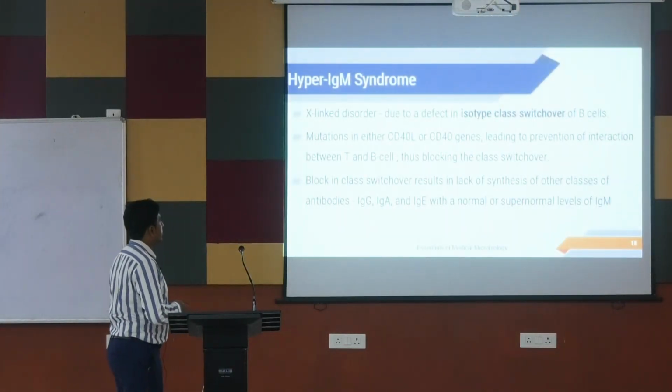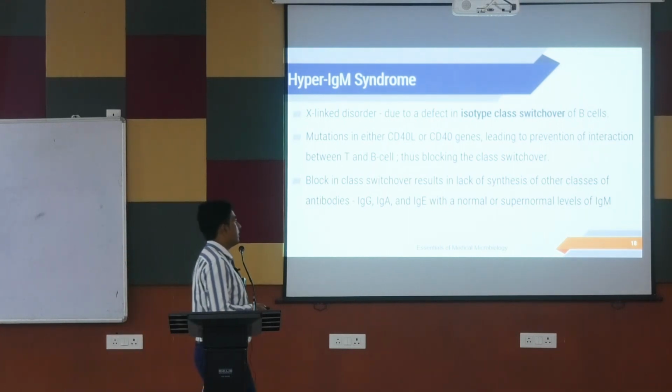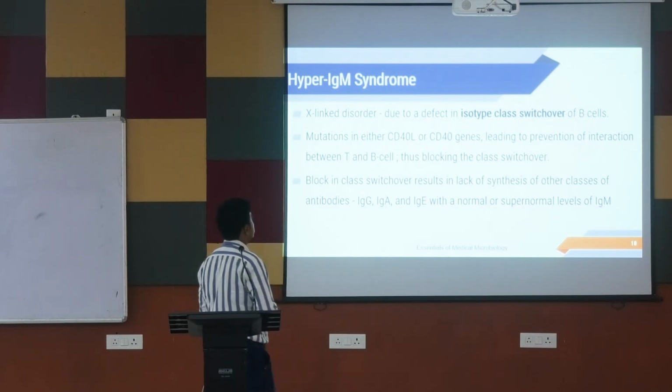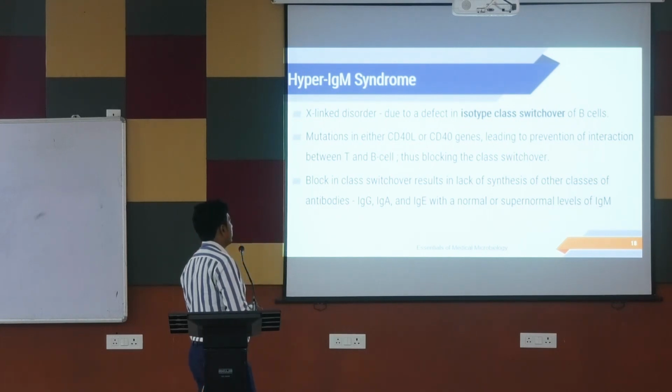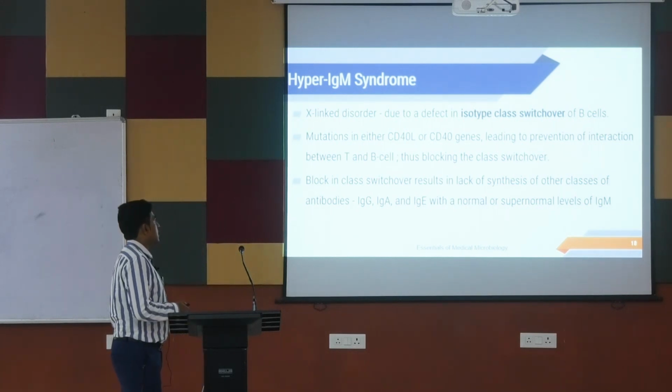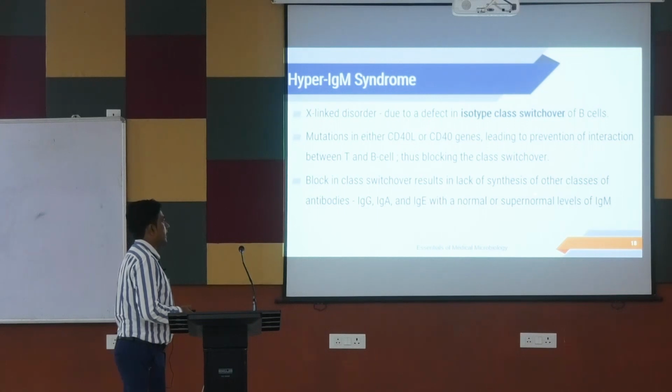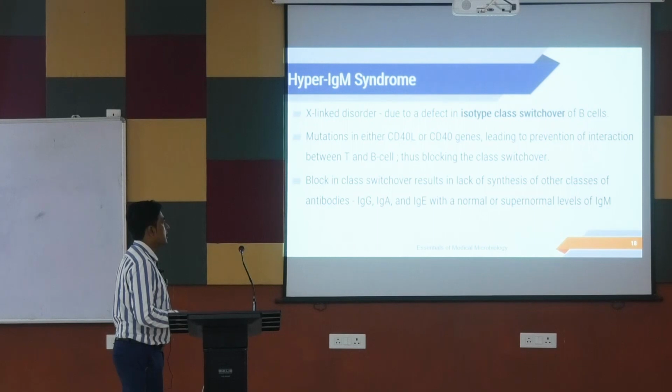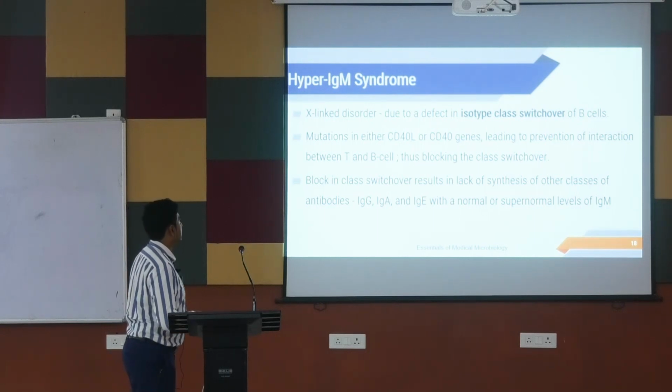Then hyper IgM syndrome. This is an X-linked disorder due to a defect in the isotype class switchover of the B cells, with mutations in the CD40 gene preventing interaction between the B cell and the T cell, thus blocking the class switchover. The block in class switchover results in the lack of synthesis of other classes of antibodies like IgA and IgE with normal or supernormal levels of IgM.